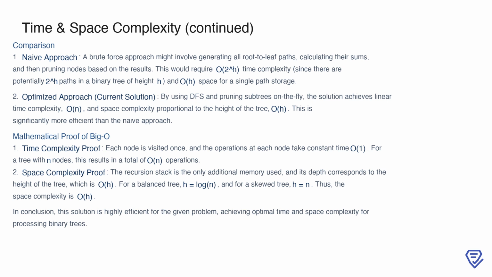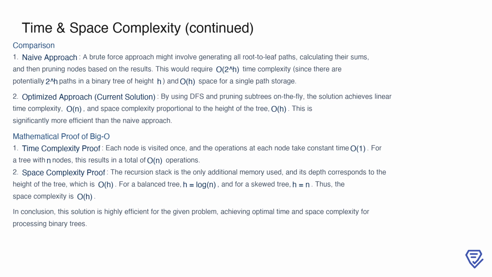This approach has a time complexity of O(2^h), due to the exponential number of paths in a binary tree of height h. It also requires O(h) space to store a single path. In contrast, our optimized approach leverages DFS and prunes subtrees dynamically, achieving a linear time complexity of O(n) and a space complexity of O(h) proportional to the tree's height.